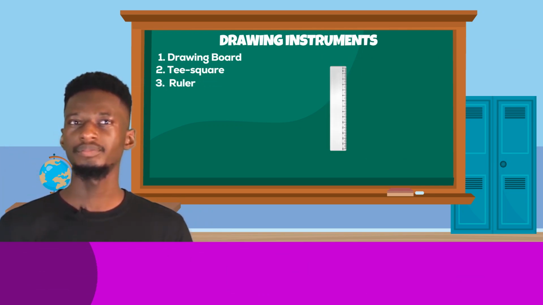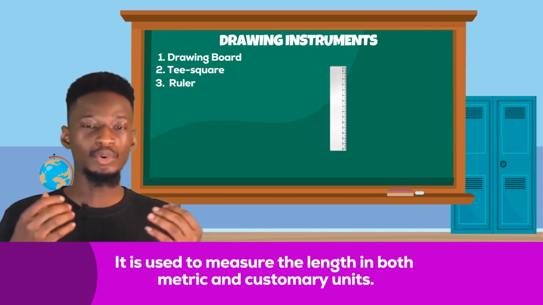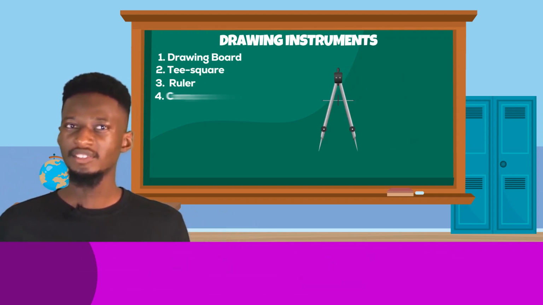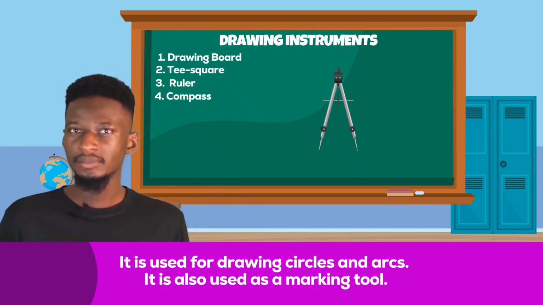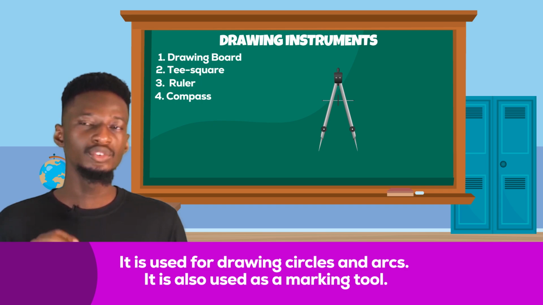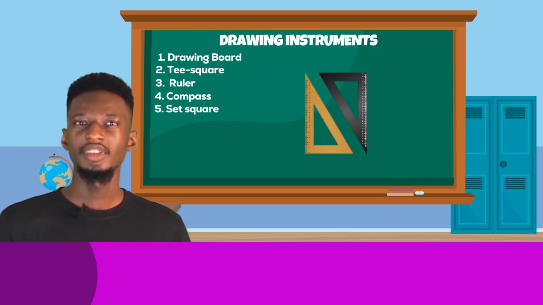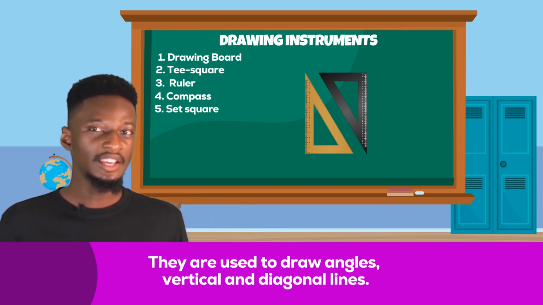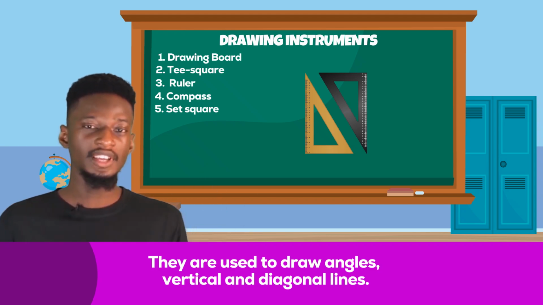3. Ruler. It is used to measure the length in both metric and customary units. 4. Compass. A compass is used for drawing circles and arcs. It is also used as a marking tool. 5. Set square. Set square is used to draw angles, vertical and diagonal lines. These are available in plastic, that is acrylic, and wood.